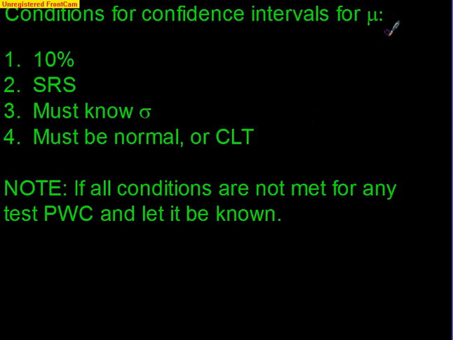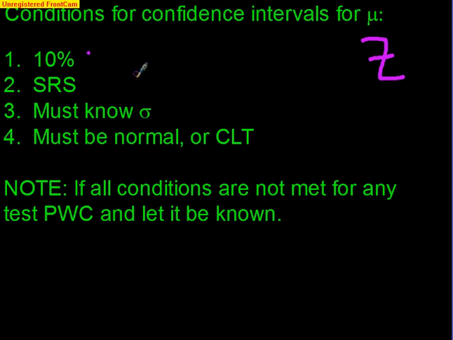Okay, here are the conditions for the interval for mu. Again, I'm going to put a z because there's a z and a t. And there's 4 conditions. I'll let you write them down. If you haven't written them down, then pause the video for a second. It says here, if all the conditions are not met for any test, PWC, which means proceed with caution, and we'll let it be known. So I'll read the conditions.